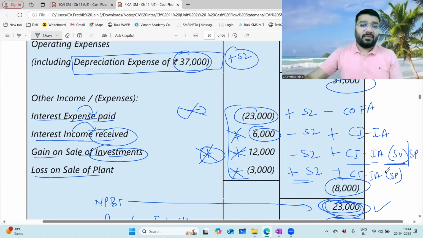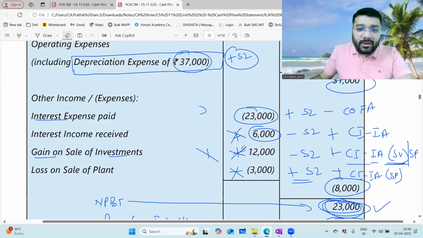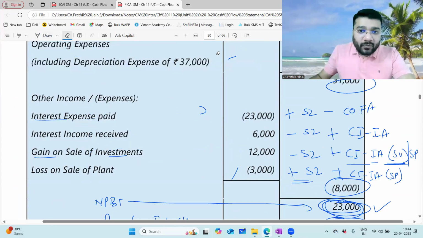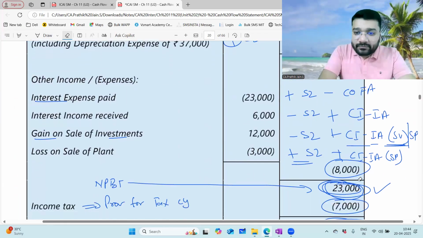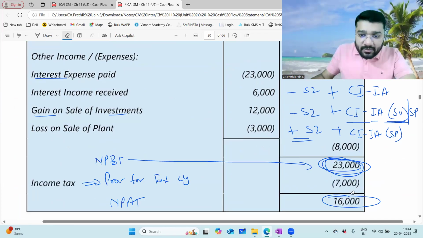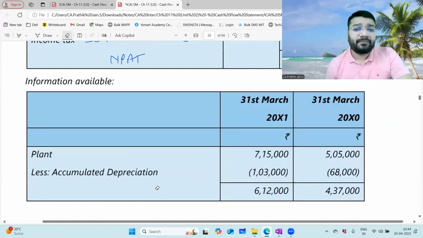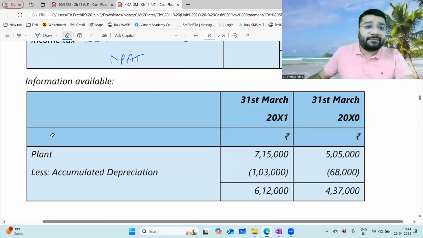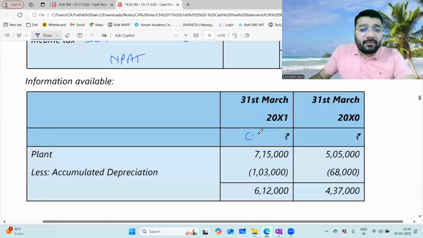Okay. So here, I'm erasing all the unwanted items so that we get the wanted items. This is all irrelevant. Okay, super. Now let's go to the information available, which is previous year and current year. 31st March 2001 is current year, and this is previous year.